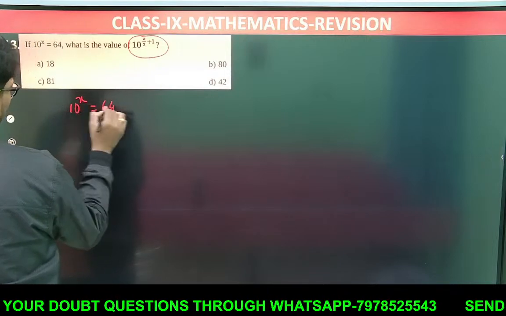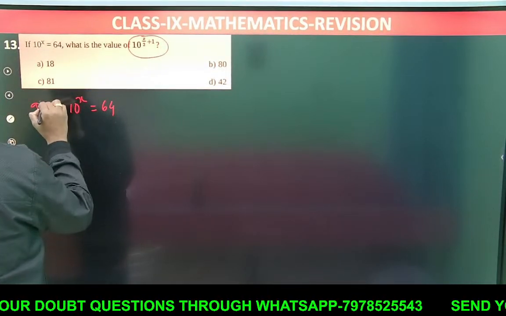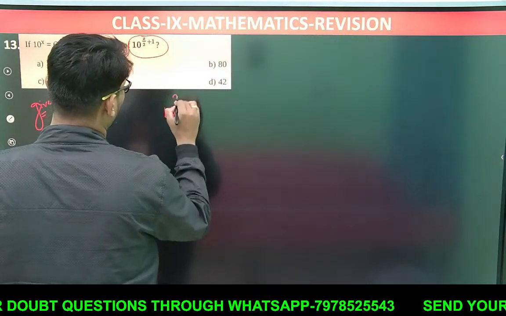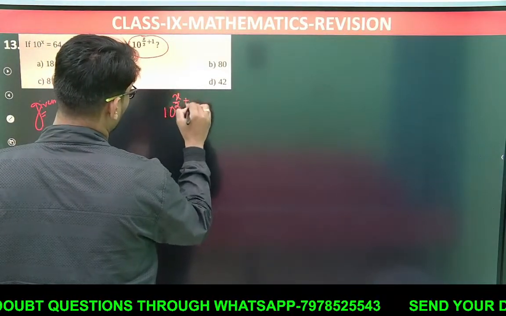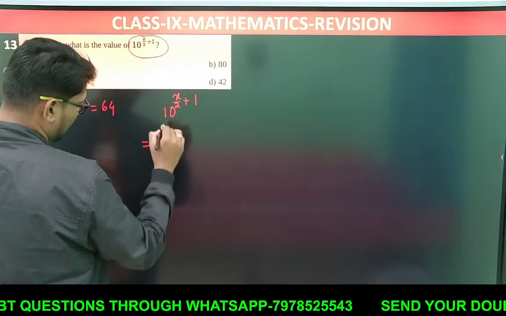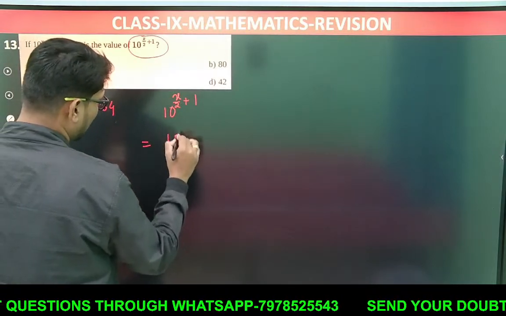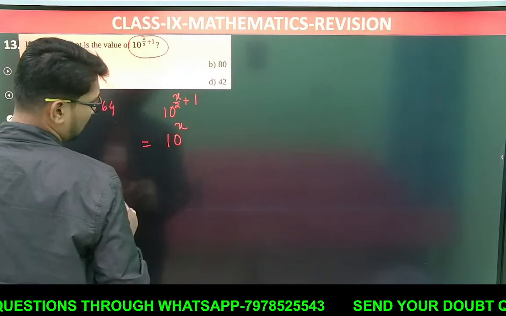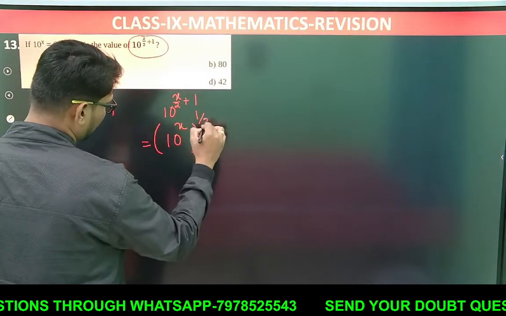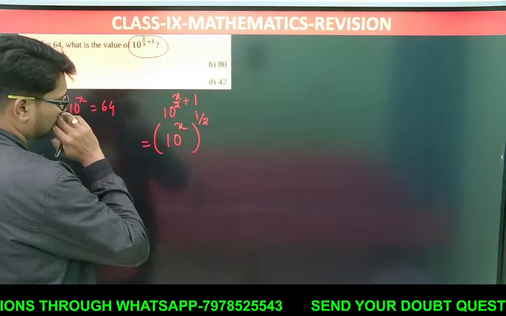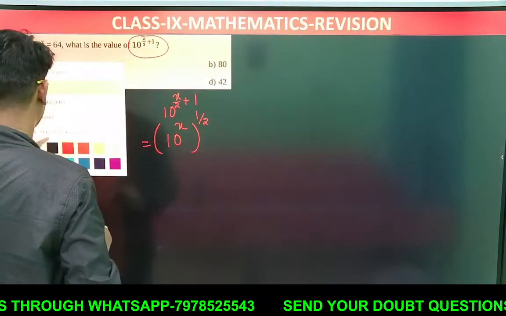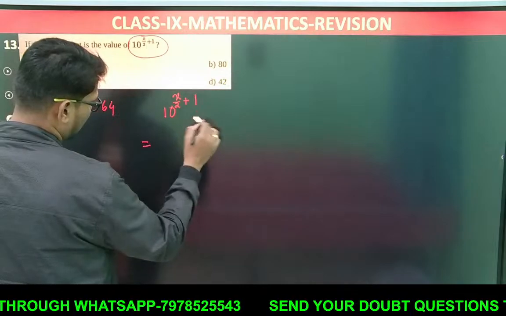It is given. What we have to find? 10 to the power x by 2 plus 1. Let me simplify the question. The question can be written in this way: 10 to the power x whole to the power 1 by 2. Oh, sorry, no. Here I have made a mistake.